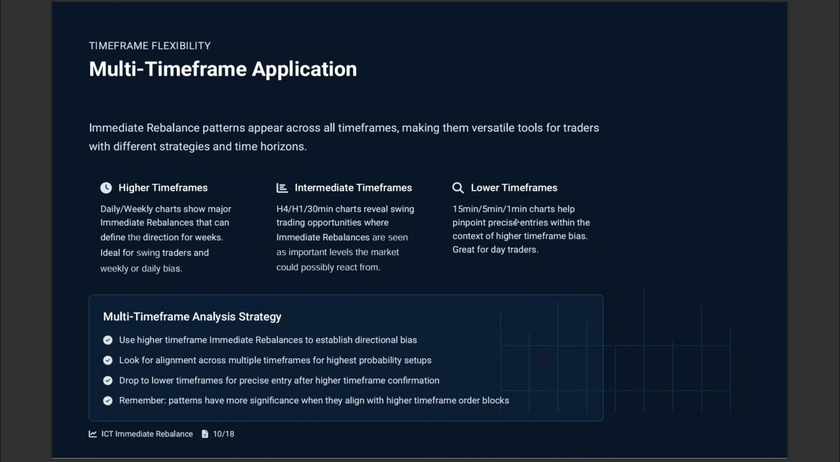The 15-minute, the 5-minute, and the 1-minute charts help pinpoint precise entries within the context of higher time frame bias, great for day traders. Now, if you're someone struggling to find bias for the day, I have plenty of videos that you can check out.